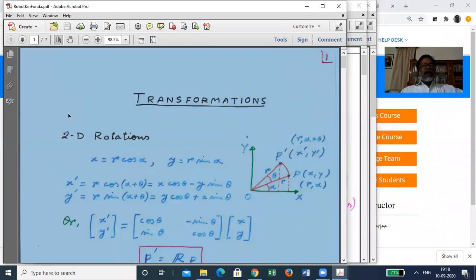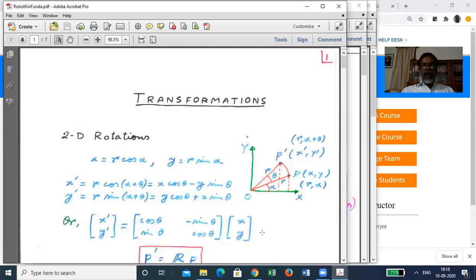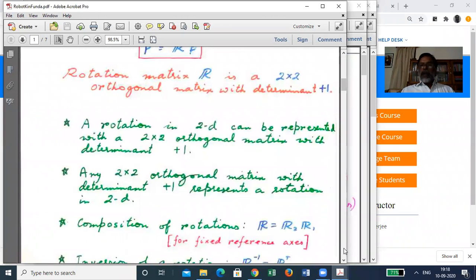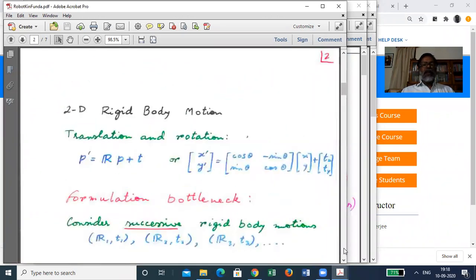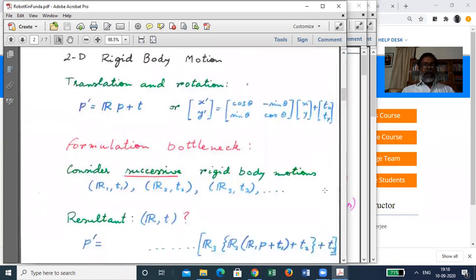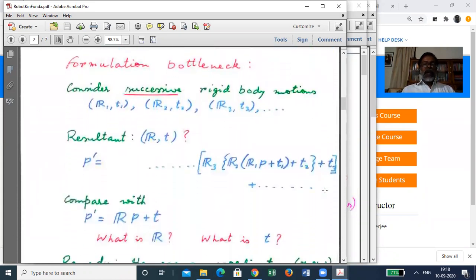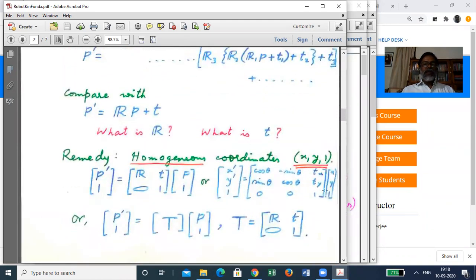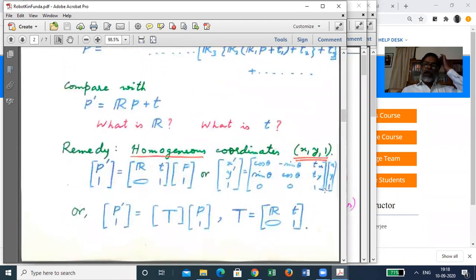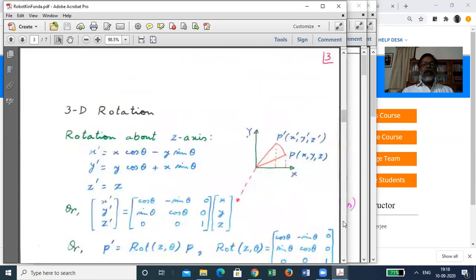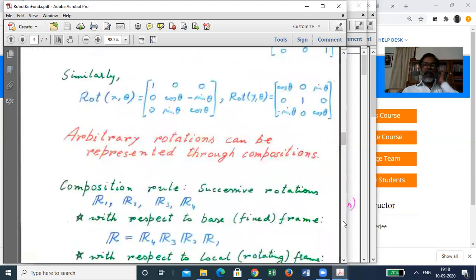So we first discussed 2D rotations, continued to combine it with translation, and worked out the homogeneous transformation matrix to represent rigid body motions together properly. And then the same we extended to 3D rotation and translation.